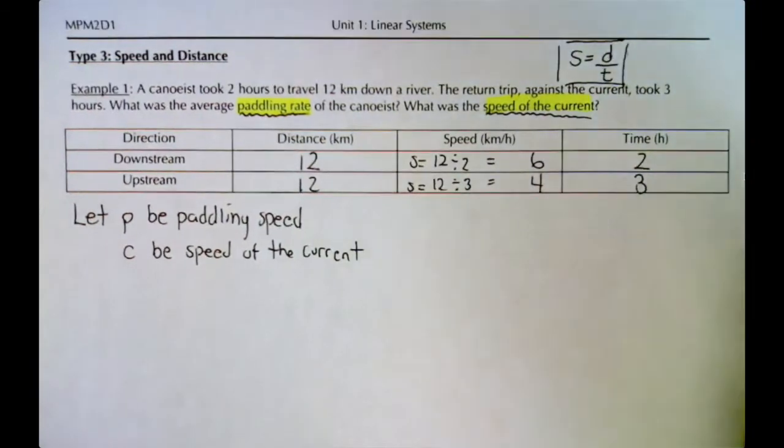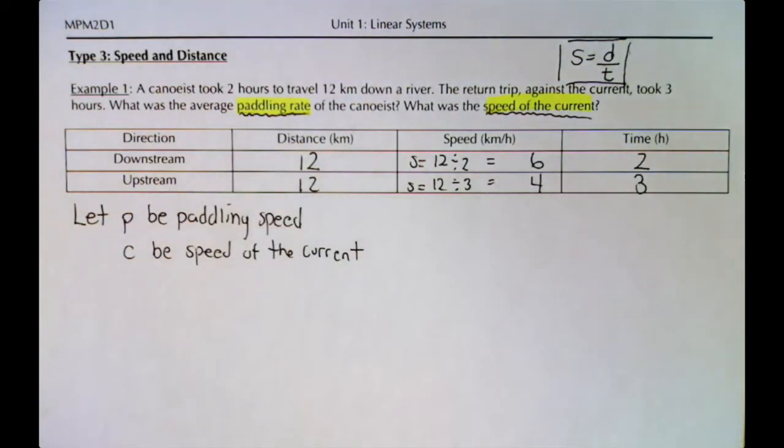It makes sense that when we're going downstream, we're going faster because we're paddling at however fast we paddle, and the current's pushing you to make you go faster. Versus when you're going upstream, you're paddling at that same rate, but the water's pushing against you so you don't go as fast. Now you might try to speed up your paddling, but this question assumes that you're just paddling consistently no matter if you're going up or downstream, and it just takes longer because the current's going against you.